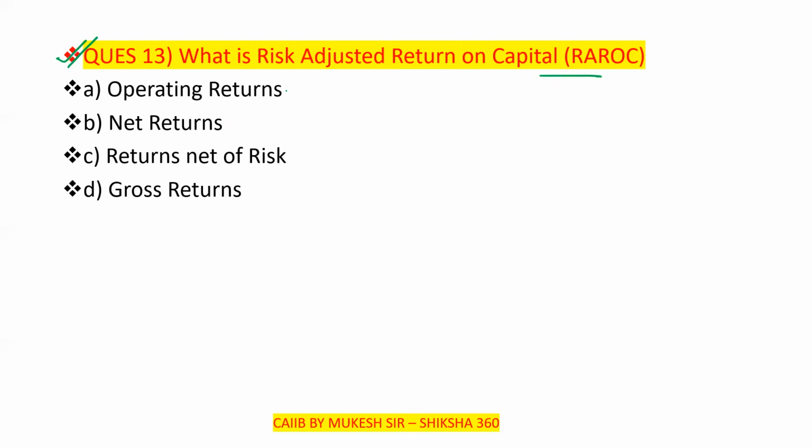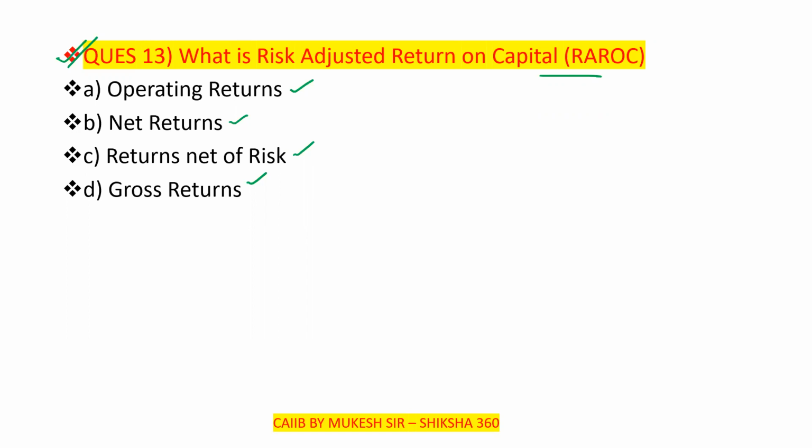So it is basically operating returns. It is net returns. It is returns net of risk. It is gross returns. Clear? Please tell fast what is that. It is operating returns, net returns, returns net of risk, gross returns. Clear. So please tell fast what is the correct answer.